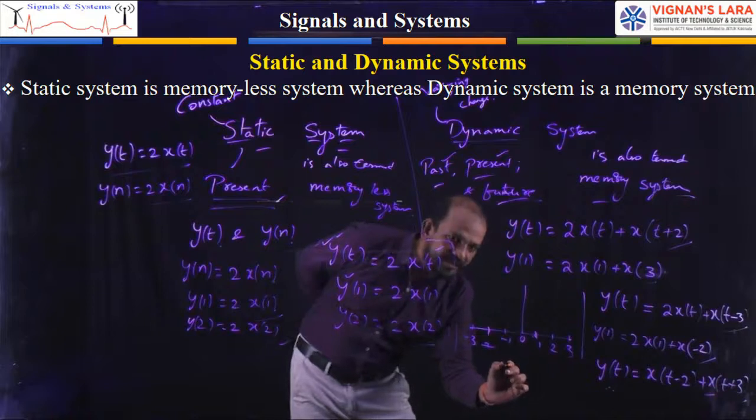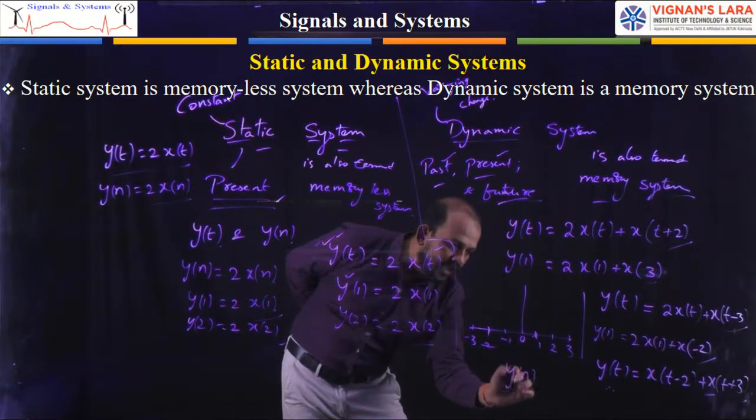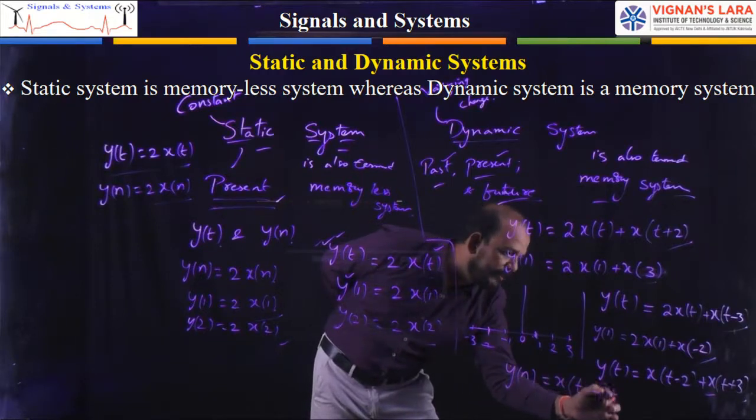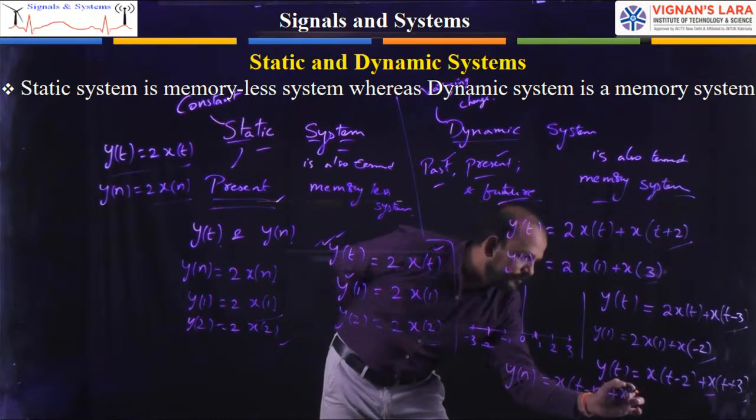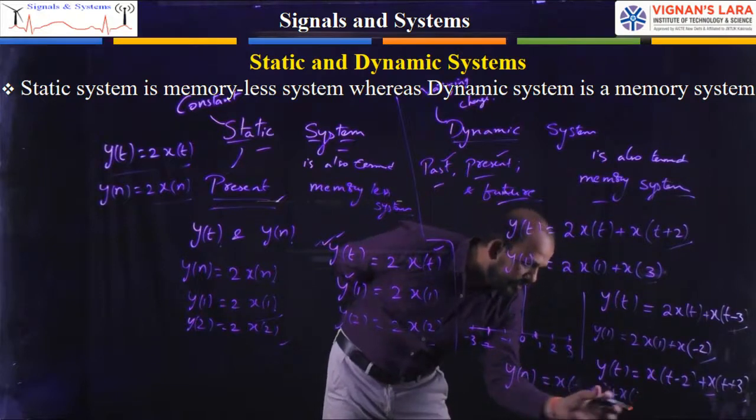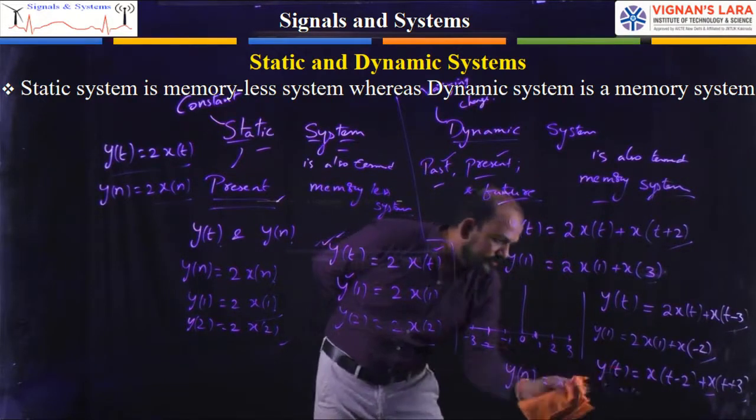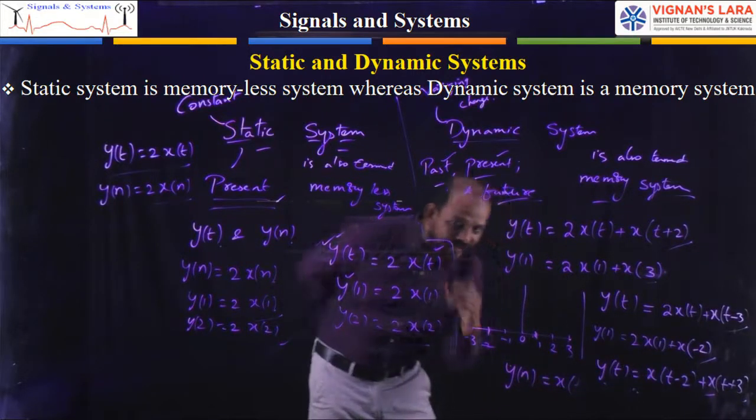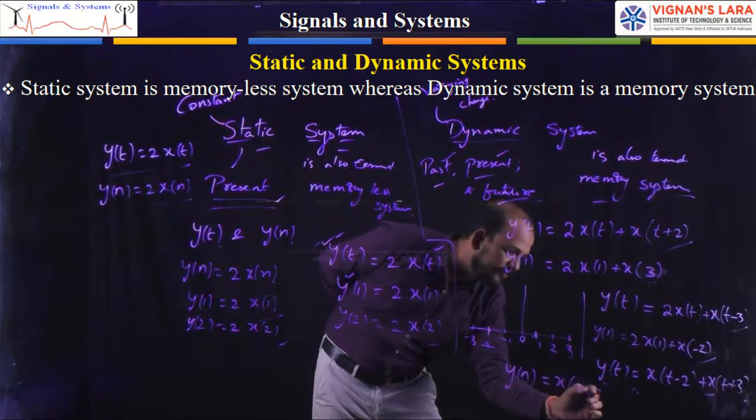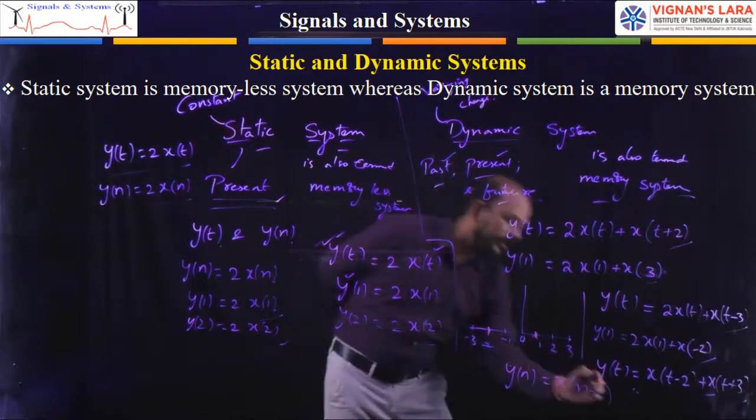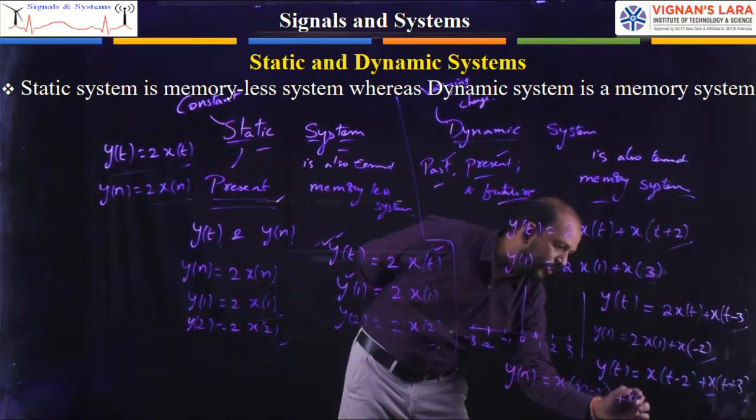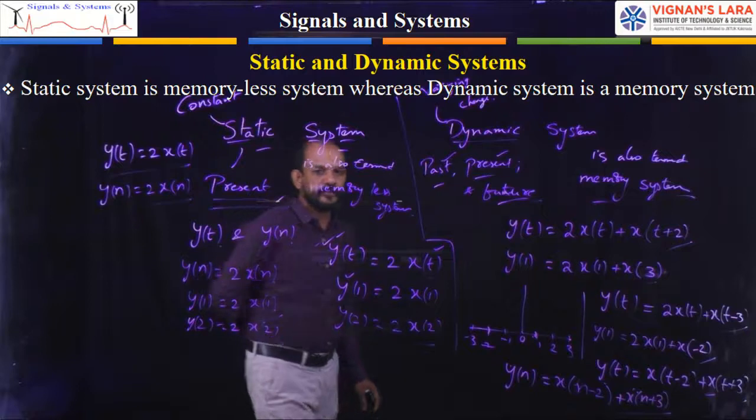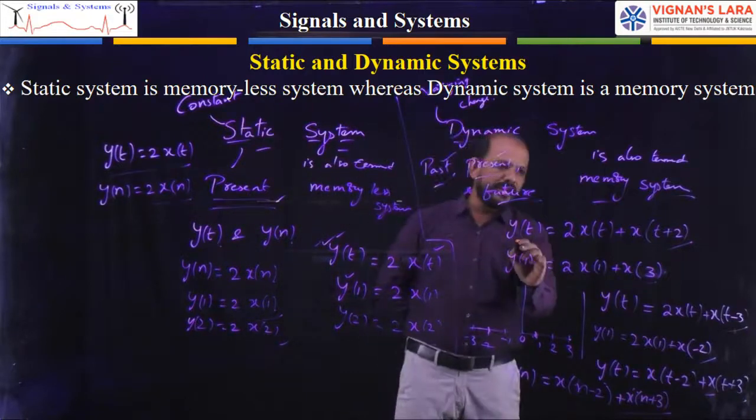For discrete, in place of t I have to write n: y of n equal to x of n minus 2 plus x of n plus 3. Are you clear? Simple.